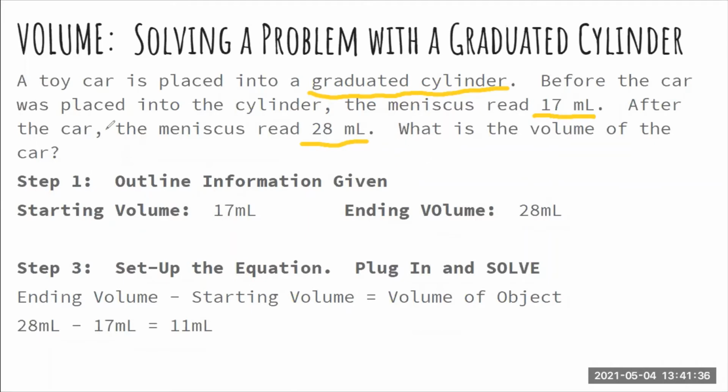So remember, your first step is to outline the given information. You were given a starting volume of 17 milliliters and an ending volume of 28 milliliters. Then you're going to set up the equation, plug in, and solve. So ending volume, 28 milliliters, minus starting volume, 17 milliliters, equals the volume of your object. So 28 milliliters minus 17 milliliters gives me a volume of 11 milliliters.